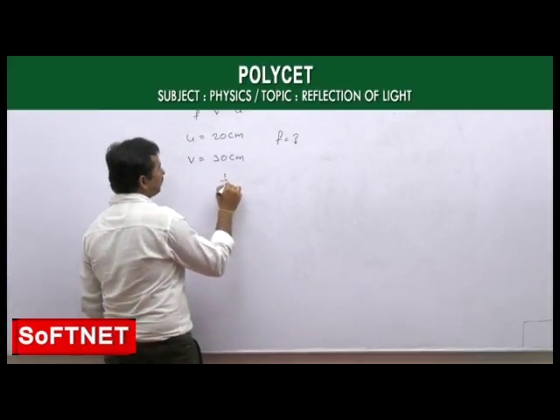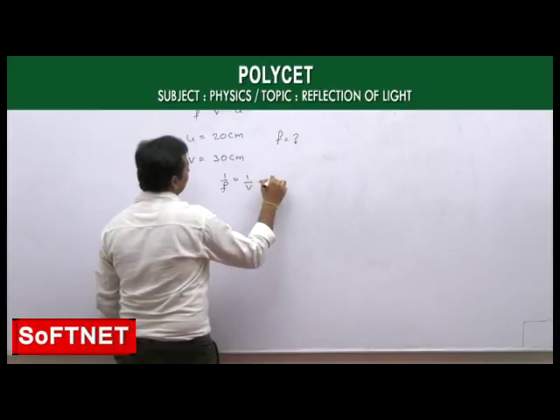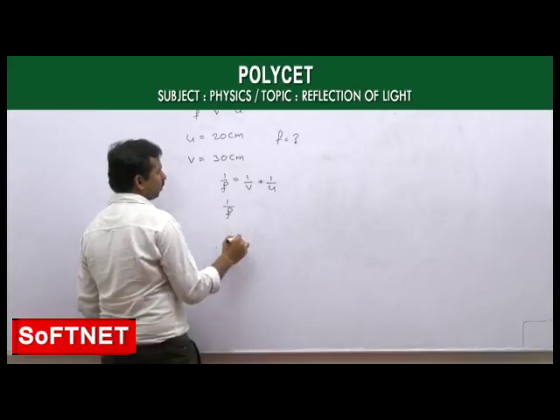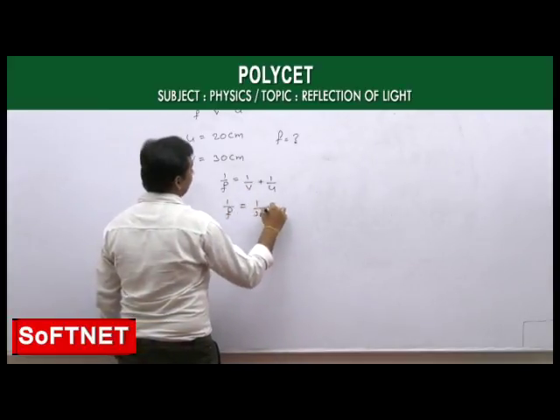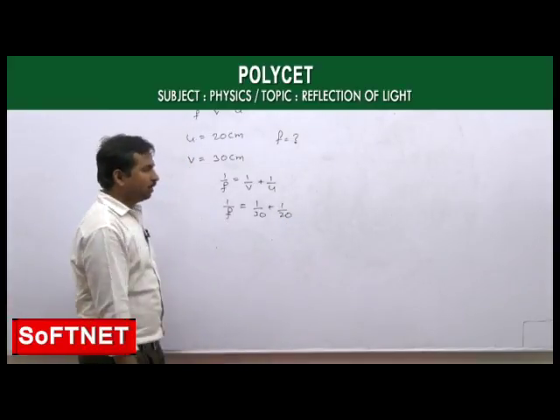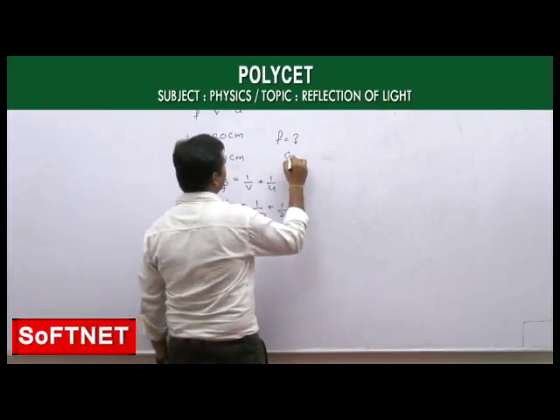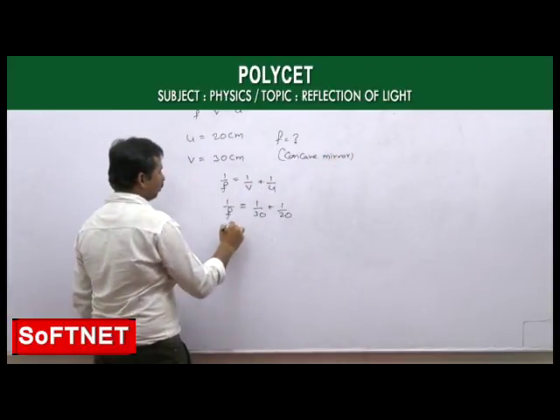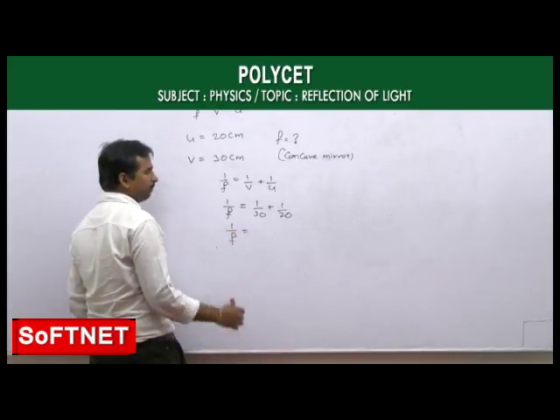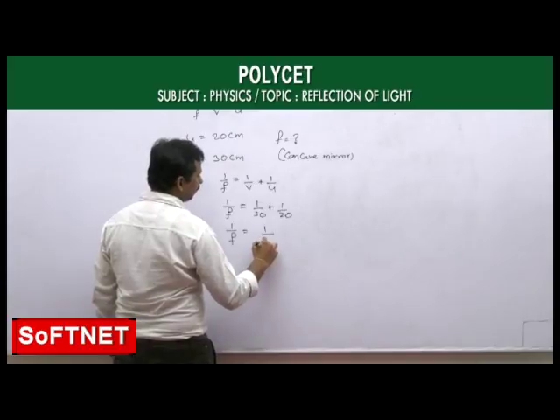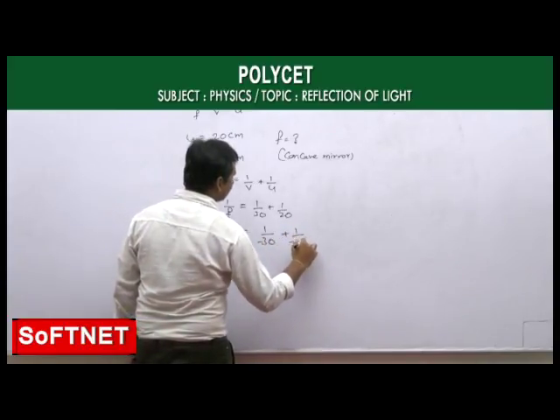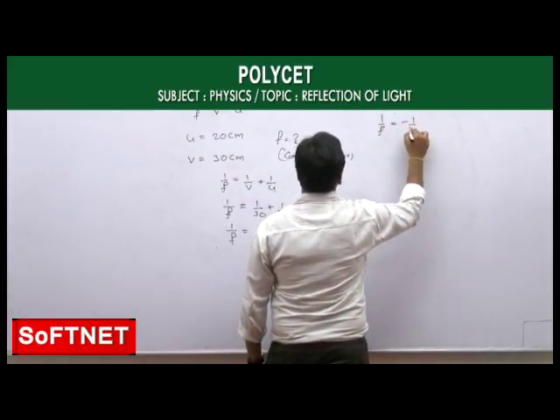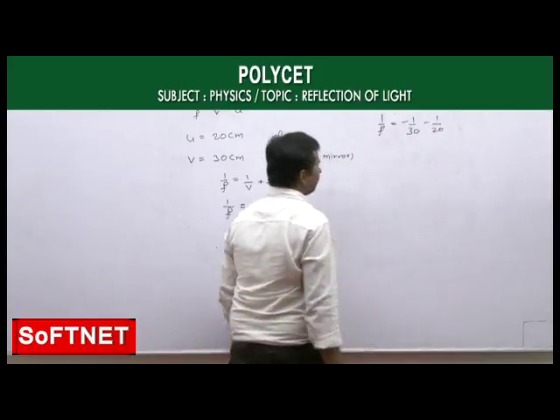Again using the mirror formula, 1 by f is equal to 1 by v plus 1 by u. We have to find the focal length, and v is given as 30, u is given as 20. Now applying the sign convention for this concave mirror, for focal length, as we don't know the value, no need to apply. The image distance is negative, minus 30, and the object distance is also minus. Then finally we get 1 by f is equal to minus 1 by 30 minus 1 by 20.